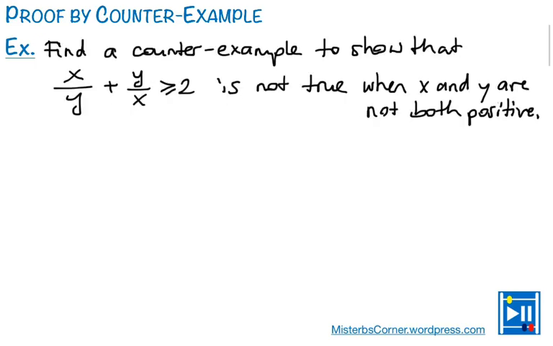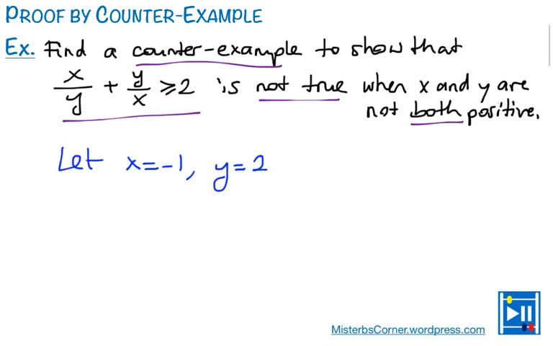In this example, it gives us an inequality, and it says, find a counterexample to show that this inequality is not true when x and y are not both positive. Well, this is more like trial and error. So you can start, let x equal -1 and y equal 2. I just chose them arbitrarily. One is negative, the other is positive.